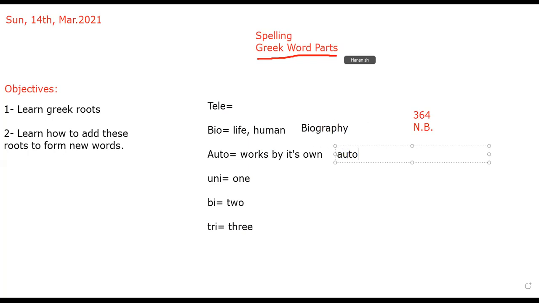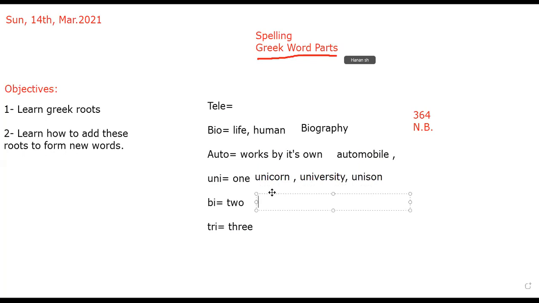Auto, it means it works on its own. Like if I say automobile, here it means a car that works alone or goes from one place to another. Then we have uni. Uni like unicorn, which means one horn. An animal that has one horn. And then, for example, if I say university, it means the place that gathers all the people to study. And then we have also united, unison. All of these words mean one.